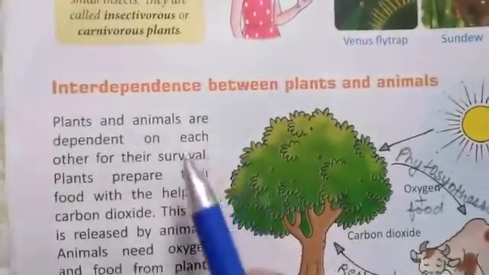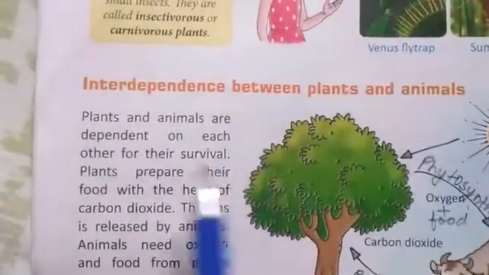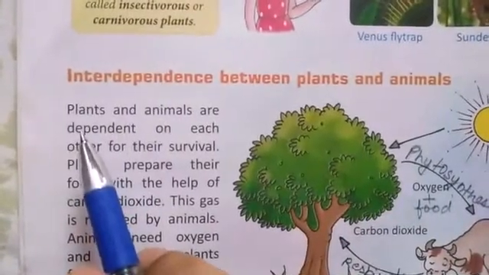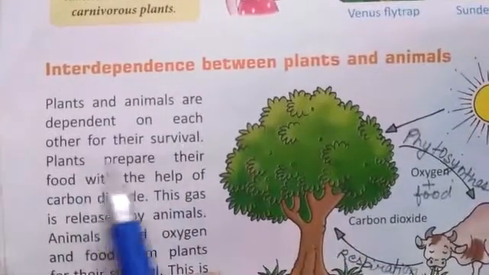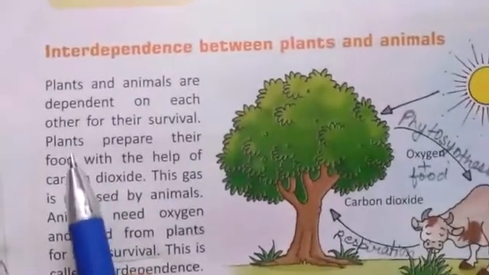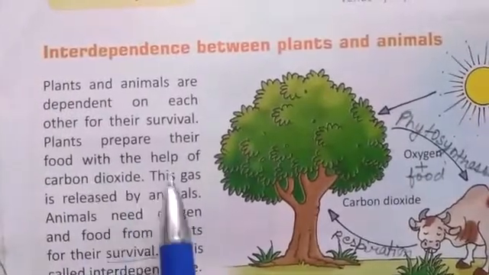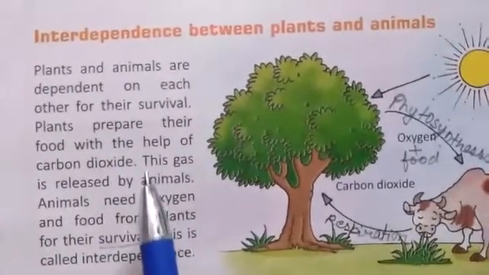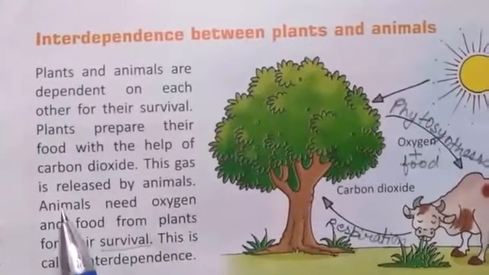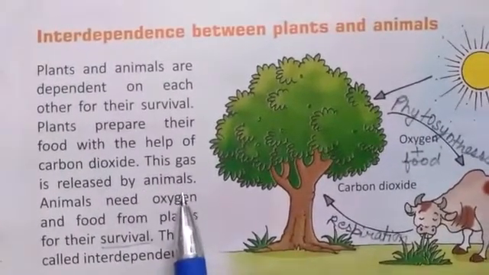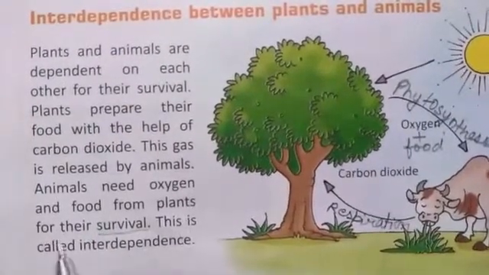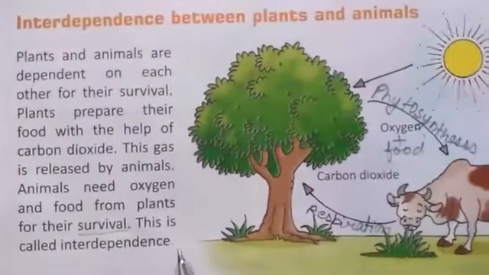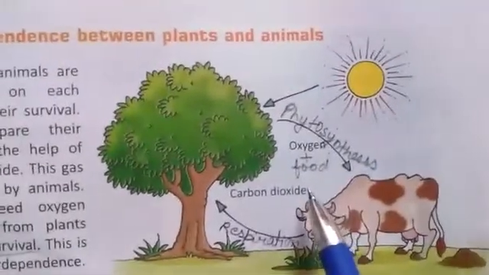Now let us understand the example of interdependence between plants and animals in nature. This is the example of interdependence. How? Let us understand. Plants and animals are dependent on each other for their survival. That is, plants prepare their food with the help of carbon dioxide through the process of photosynthesis, and this gas is released by the animals while respirating. Animals need oxygen and food from the plants for their survival. This is called interdependence.